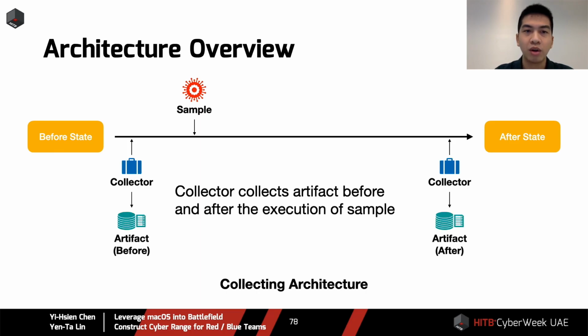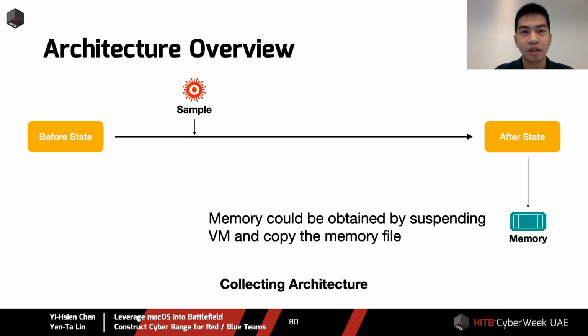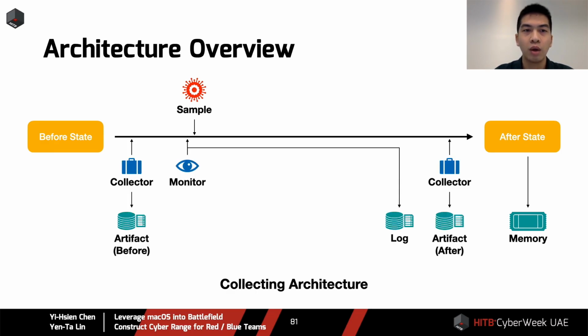We use the collector, which is the macOS collector, to collect the artifact before and after the execution of the sample. The monitor, which is our macOS monitor, executes right before the execution of the sample and collects any operation, including process events and file system events. After executing the sample for a certain amount of time, we suspend our virtual machine and copy the memory file to the host machine. So, this is an overview of the collecting architecture.